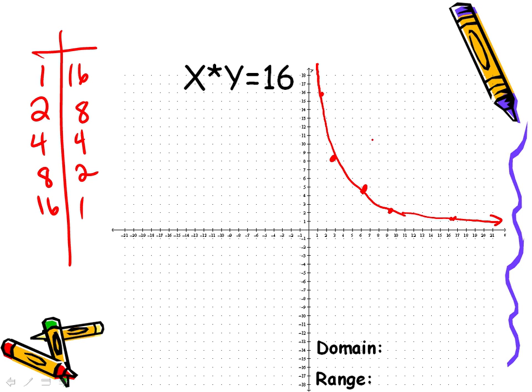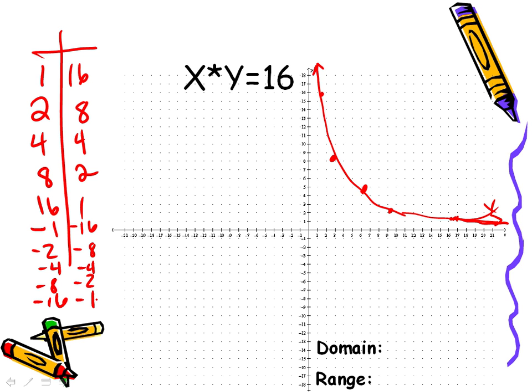What should it never touch? The x-axis or the y-axis. Also make sure that your graph goes out forever and doesn't start to go back up. Don't be lazy and go like that. You don't want it to come back up here. That's wrong. All right. Now, I know there's another side to it, so what do I have to do now? The negatives. So I can go -1, -16, -2, -8, -4, -4, -8, -2, -16, -1.